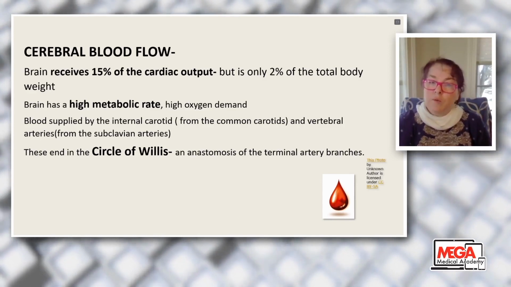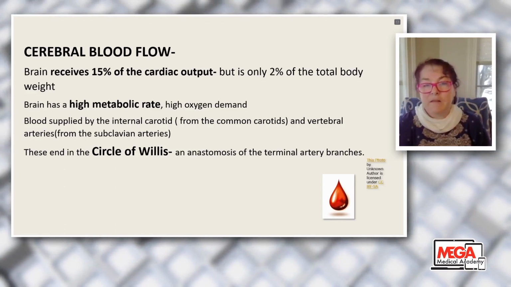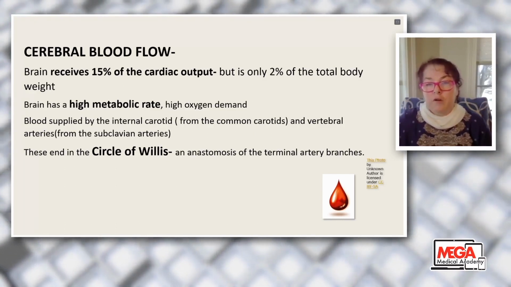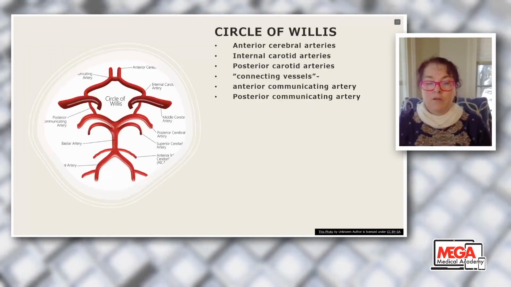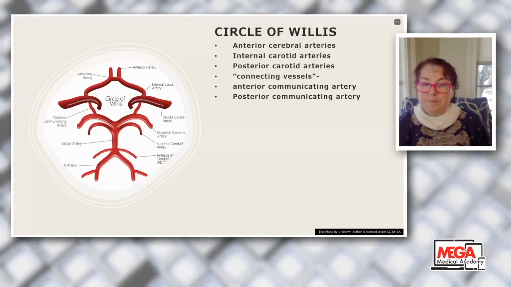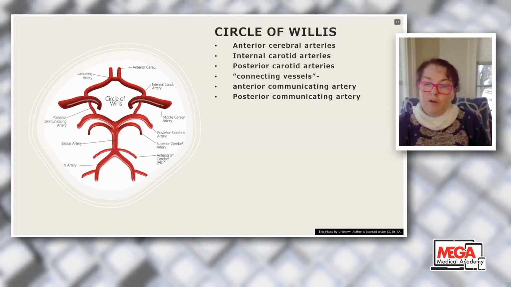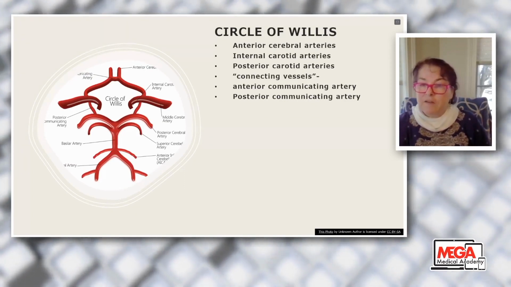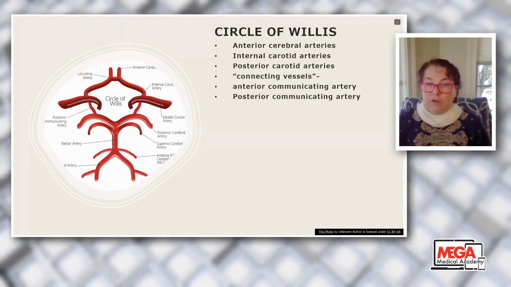These go into the brain, and then they make something called the circle of Willis, which is an anastomosis of the terminal arterial branches. This is a picture of the circle of Willis. You can see there are anterior cerebral arteries, internal carotid arteries, and posterior cerebral arteries, and connecting vessels to connect them all: the anterior communicating artery and the posterior communicating artery.